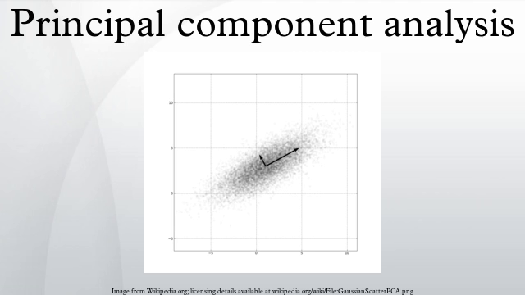If a multivariate dataset is visualized as a set of coordinates in a high-dimensional data space, PCA can supply the user with a lower-dimensional picture, a projection or shadow of this object when viewed from its most informative viewpoint. This is done by using only the first few principal components so that the dimensionality of the transformed data is reduced. PCA is closely related to factor analysis.